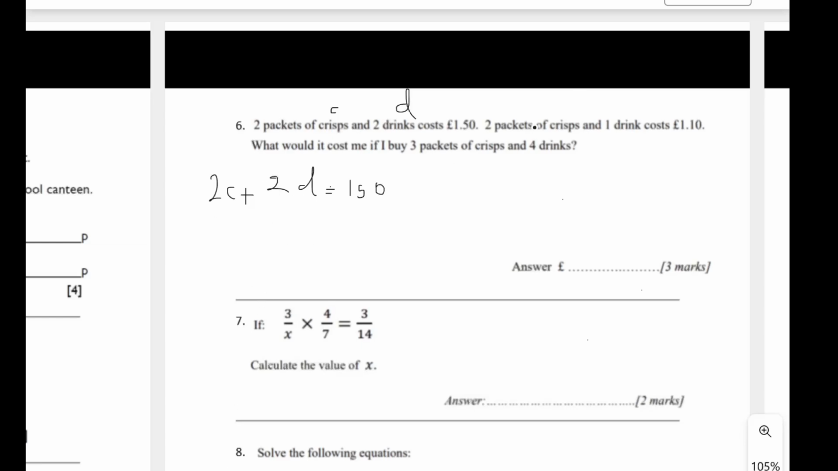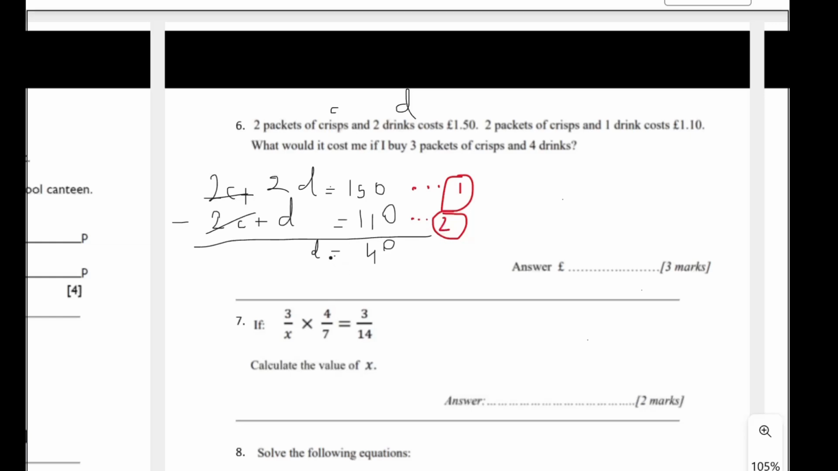We have also given here that 2C plus D is equal to 110. Let's label these. This is equation 1, this is equation 2. What this will help us do is find the price of 1, so we can then substitute it in to get 3 crisps and 4 drinks. So what we're going to do is subtract these equations. These cancel out. 2C minus 2C gives you 0. 2D minus 1D is equal to D. We get D is equal to 40.